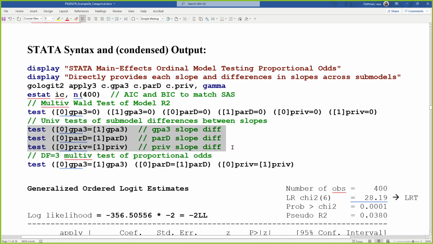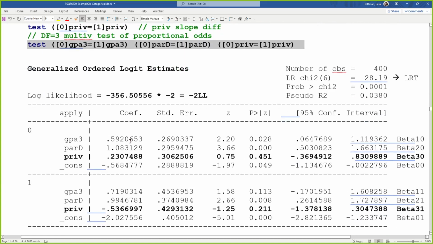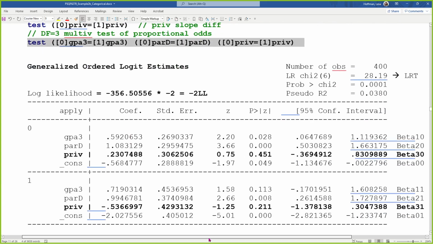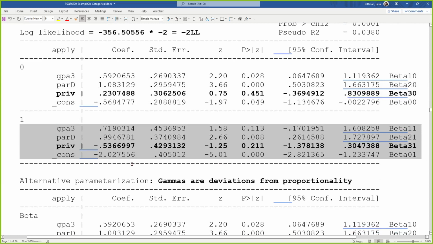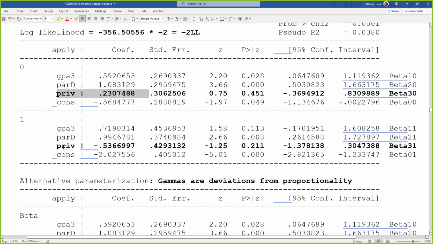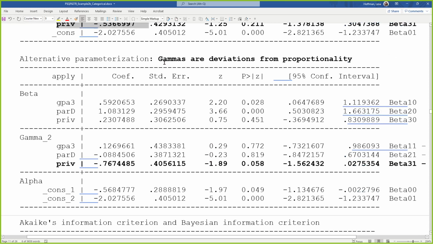So here are the 3 slope differences like I asked for in SAS, even though that's technically not necessary. And then here's a combined test of all 3. Then in the Go Logit output here, I get the results for each submodel separately. So it's the same information as provided by SAS, just in a different order. And I've highlighted the one that looks like it is different. And then here's the second piece where the gamma option says gammas are deviations from proportionality, meaning these are differences.